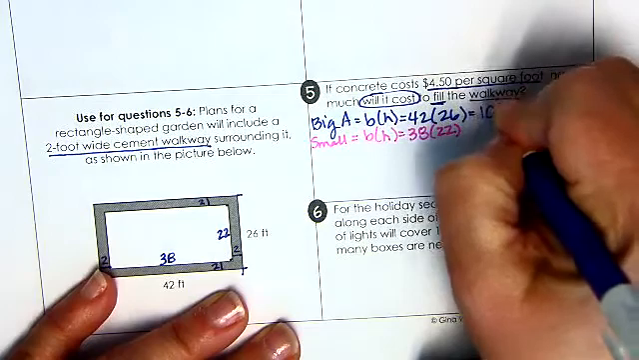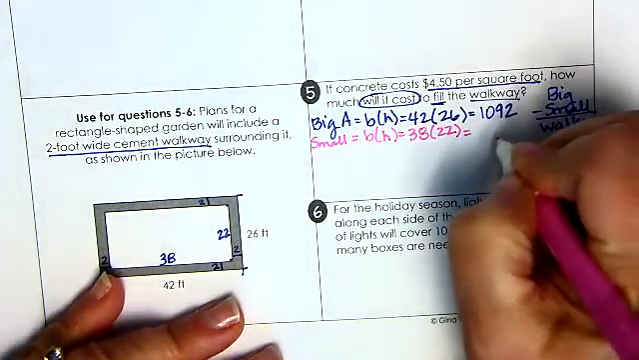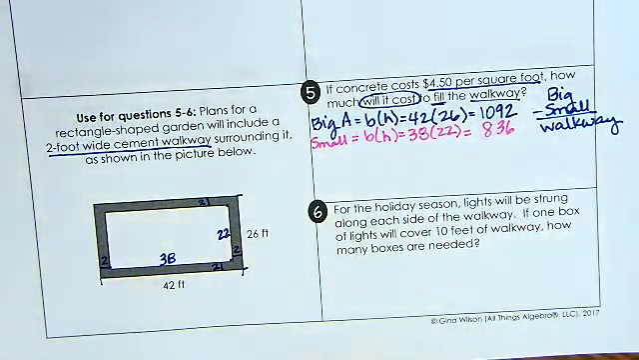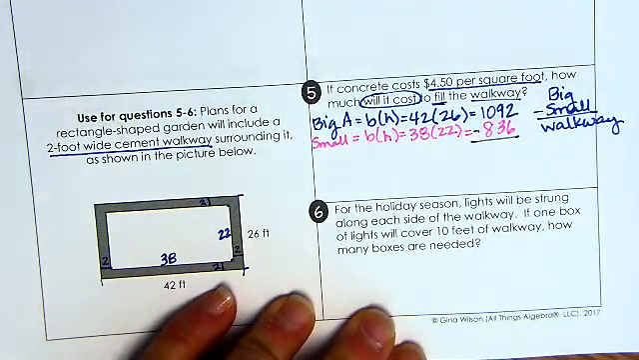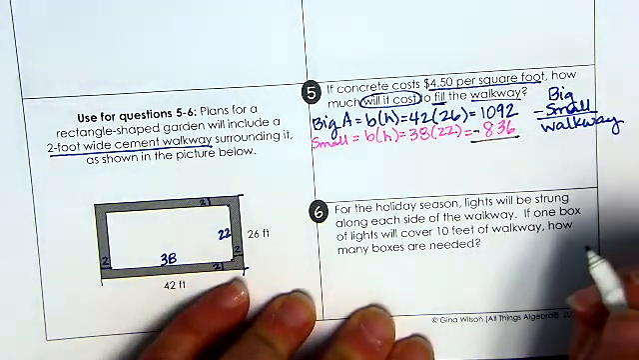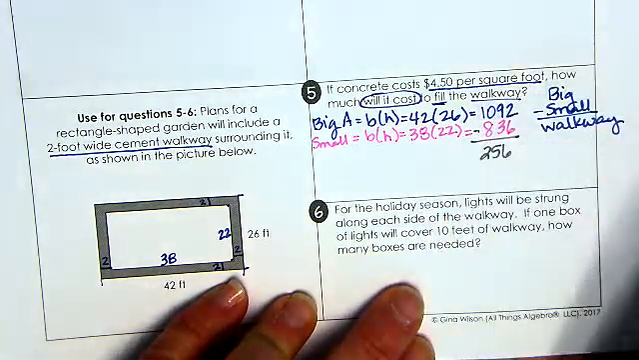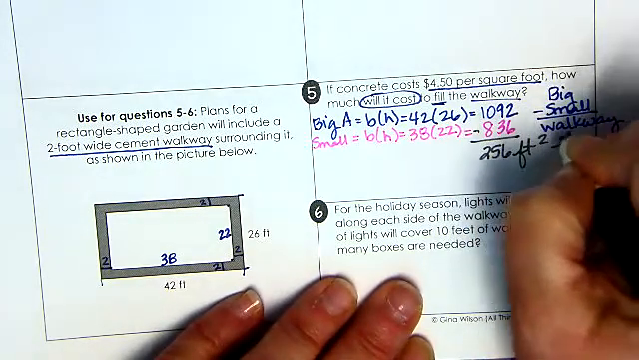This is 1092. So now when I do the 38 times 22, that's 836. And then we said to calculate this, we subtract the 2. So when I subtract, we end up with 256 feet squared is what the walkway is.